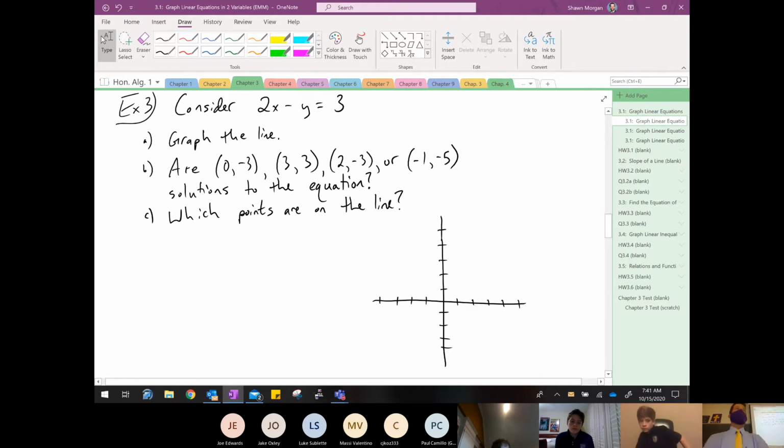And the first thing we're asked to do is graph the line. Now that's making the assumption that you know that's a line already. Hopefully, after our previous example, that makes sense. It is a line because it's in the standard form. It's got x to the first, y to the first.